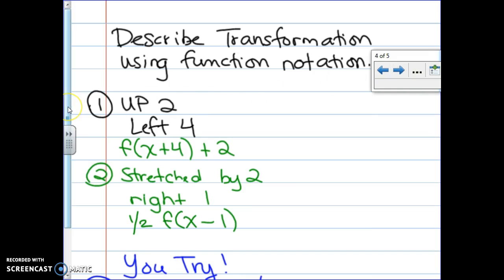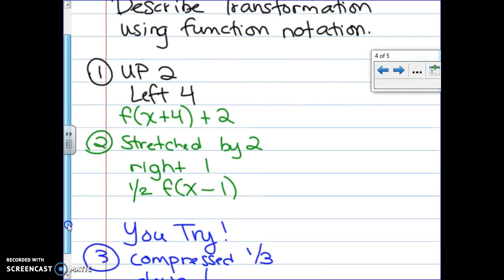All right, so now we're going to do a couple examples. Describe transformations using function notation. Here are the transformations. I chose up 2 and left 4. And this is how you would write it using function notation. You see I had the plus 4 inside the parentheses with the x to show that my graph is moving to the left. And then I have plus 2 on the outside to show that my graph is moving up.